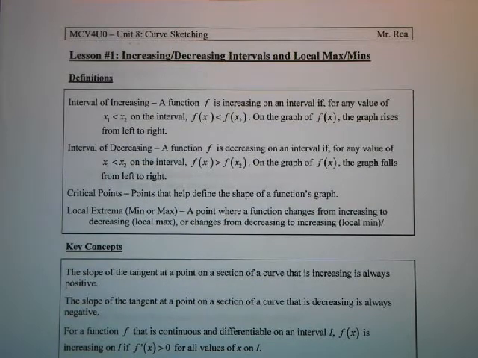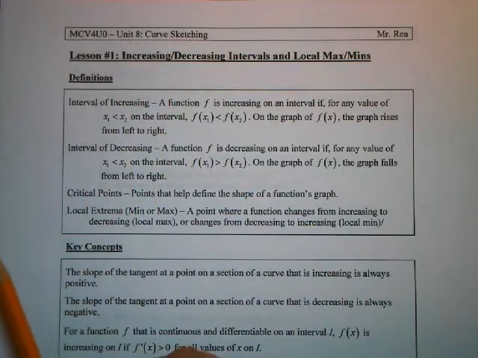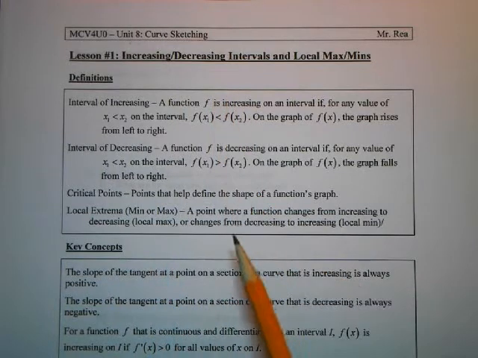Okay, so curve sketching is what it sounds like. It's how do you take a function? Now we're going to stick strictly with polynomial functions, and most of the time that's what we do in this unit anyways. But you could apply that to exponential and trig functions as well.